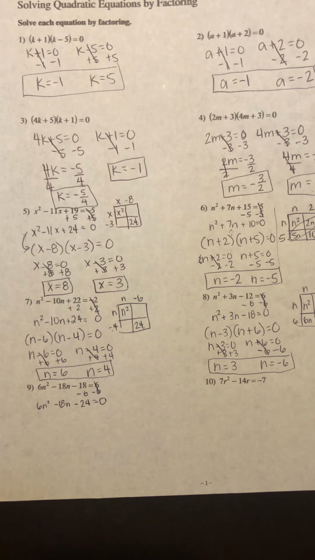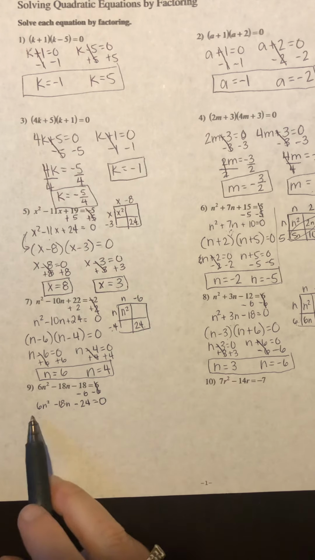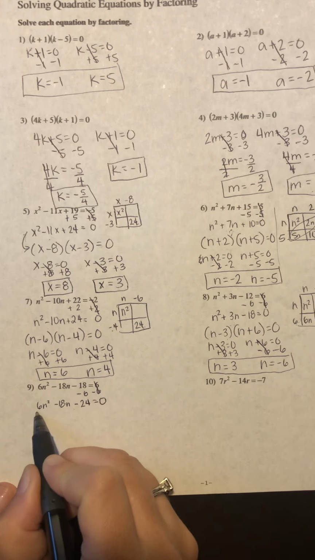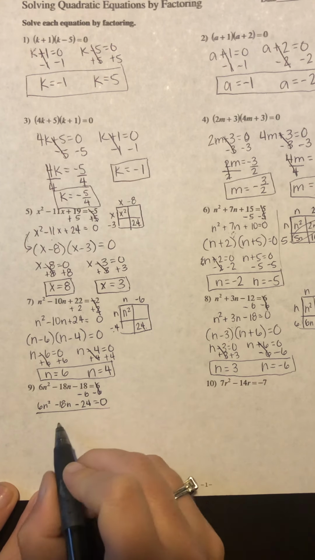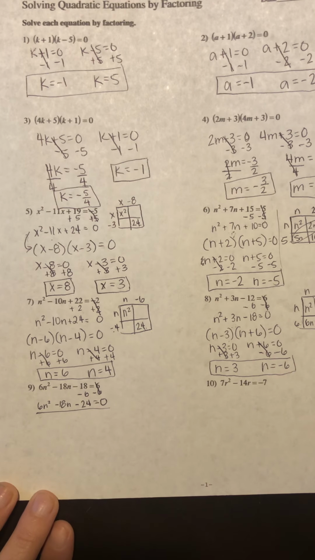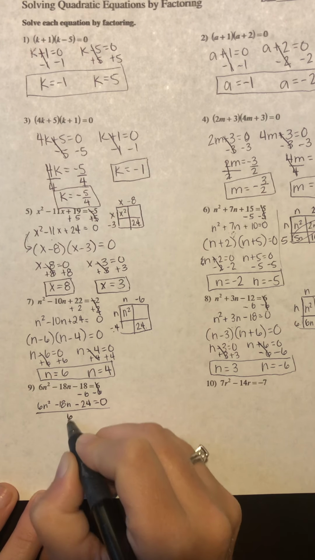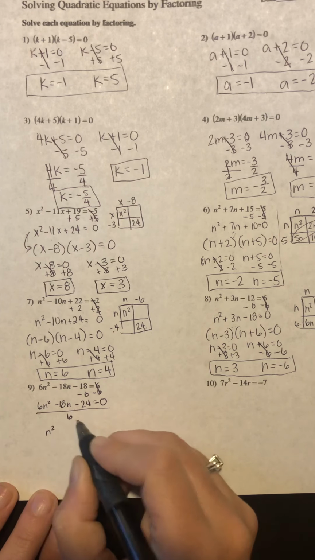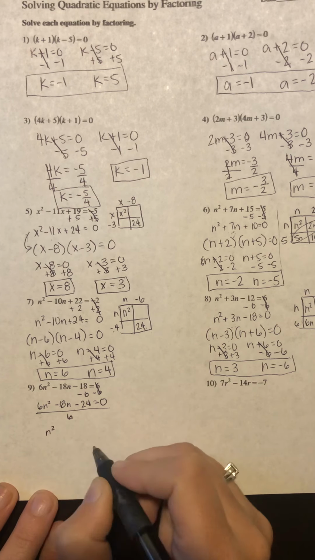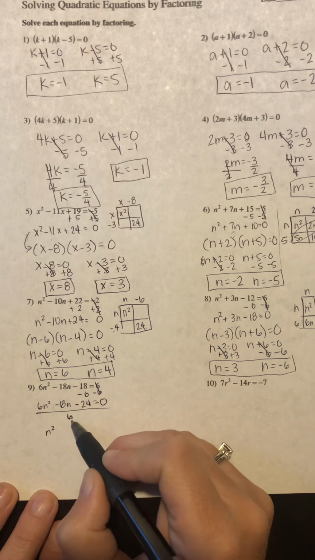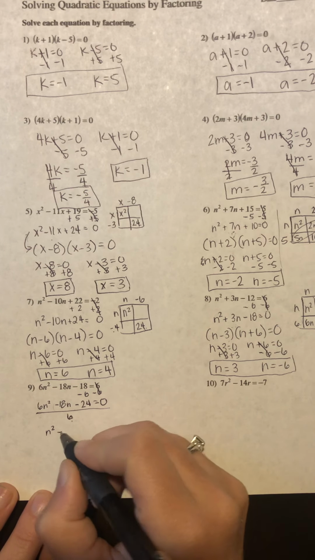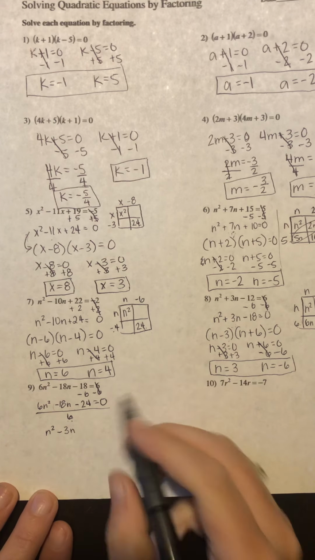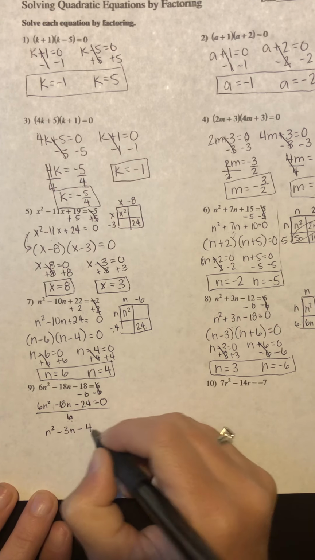Now, if you paid attention to the last video, we talked about when you have these bigger numbers here, you want to try to pull out a GCF. So the first thing I'm going to do is divide all of this by 6. It has a common factor of 6 here. So I'm going to end up with n squared, 6 divided by 6 leaves me with 1. I don't need to write that. Negative 18 divided by 6 is going to leave me with negative 3. Keep your n. Negative 24 divided by 6 leaves me with negative 4.